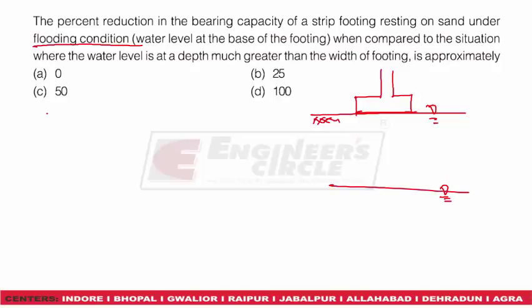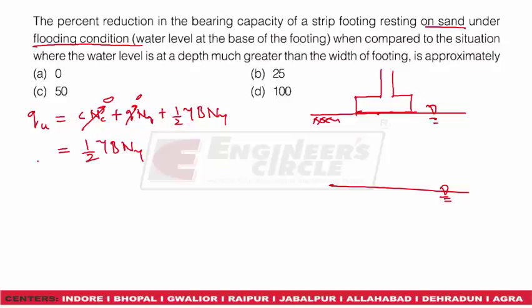Now we know that for the general case the bearing capacity is given by cNc plus qNq plus half gamma B N gamma. Now since it is given to us the soil is sand, so c will be 0, this term will get neglected, and also it is given to us that it is resting on the sand surface. So if it is resting on sand surface, q will also be 0. So it will be simplified as half gamma B N gamma.